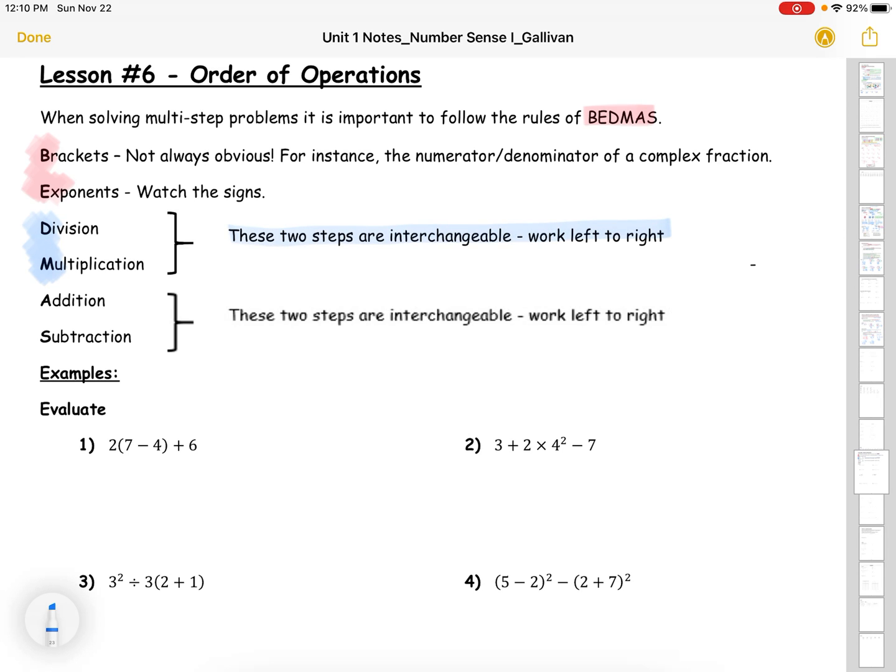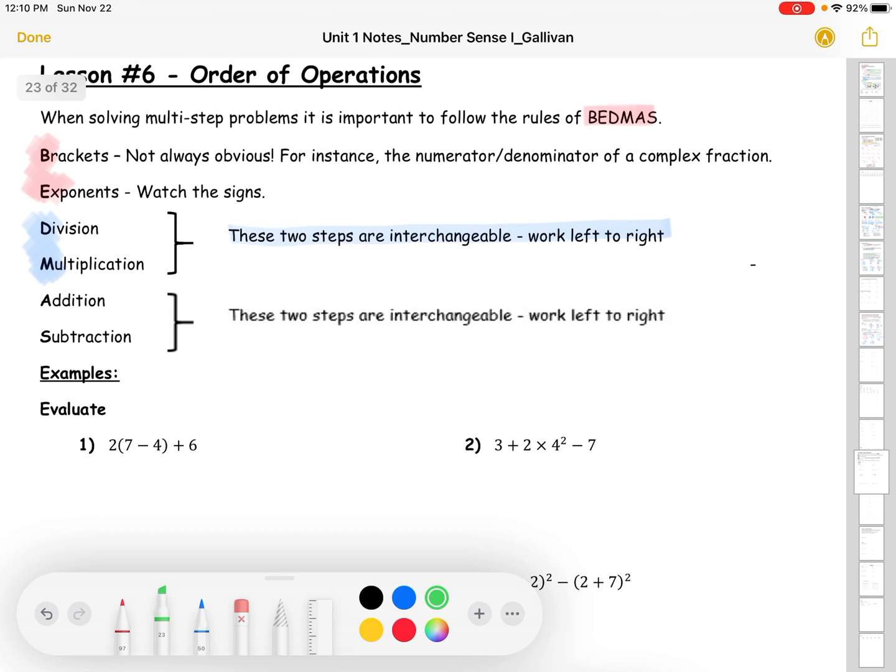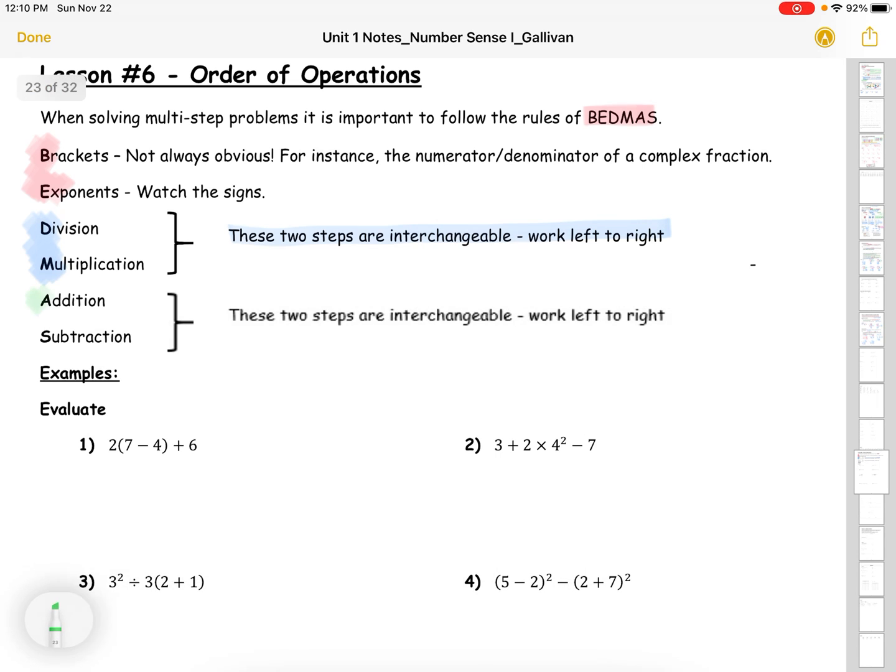That's why some people say PEMDAS, because they're saying parentheses there, but it's the same as BEDMAS. And it could easily have been BEMDAS instead of BEDMAS. And the same thing happens for adding and subtracting. They are interchangeable. They work from left to right. Okay, so I like to treat them as little sets. So first we always do our brackets.